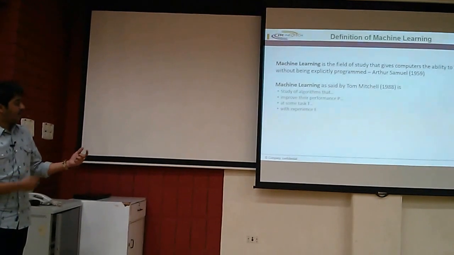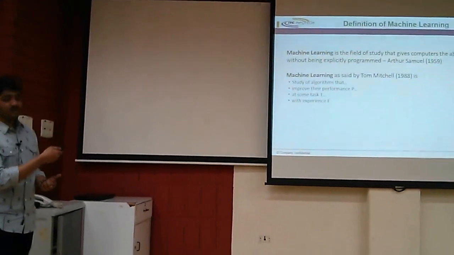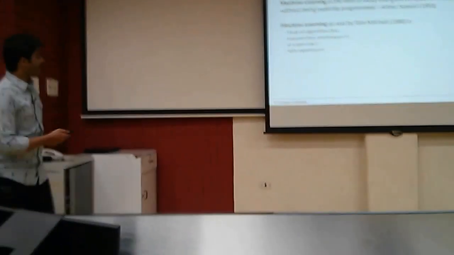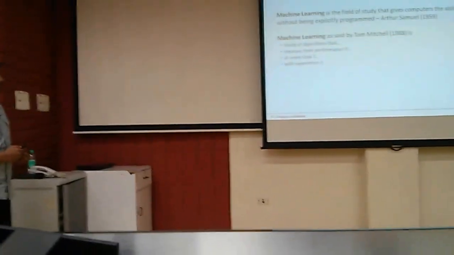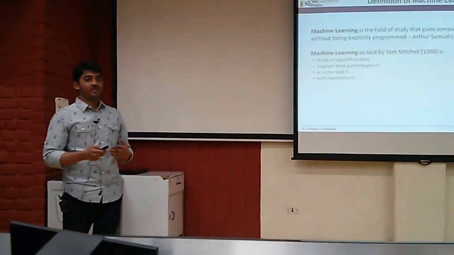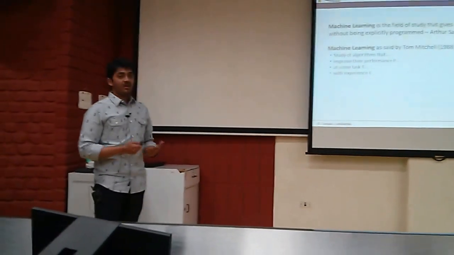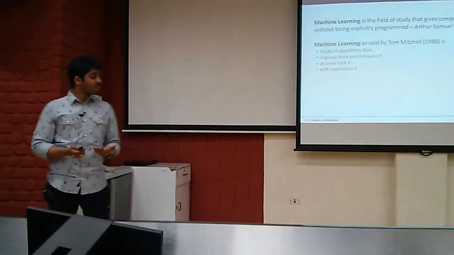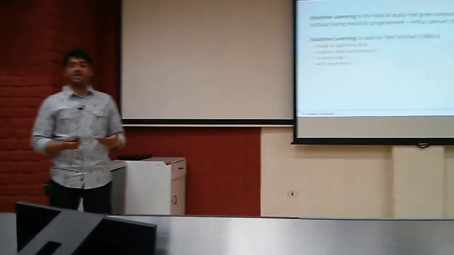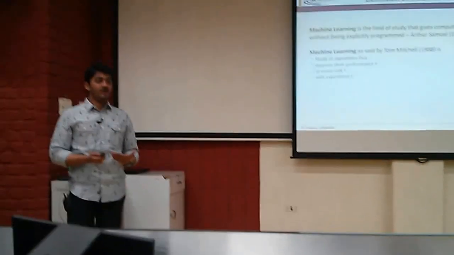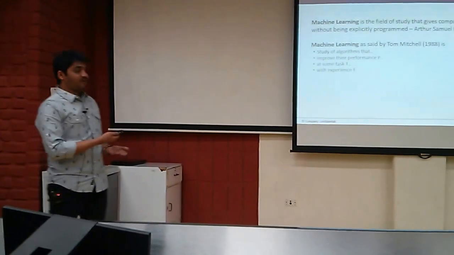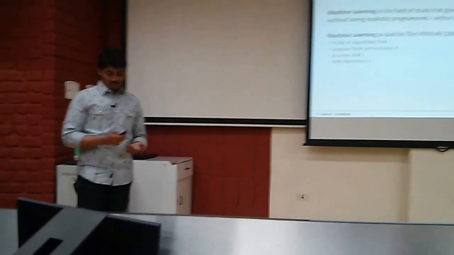So he says that I have put up the definition in 4 lines so that it will be easy for you guys to understand the components in the definition, right? Study of algorithms that improve their performance P at some task T which they are performing, with every experience E, right? When we say performance P here, for algorithms it is the accuracy at which they can predict something, right? And the task could be making predictions actually. And experience is the data it processes.